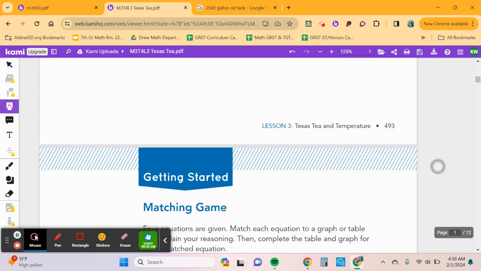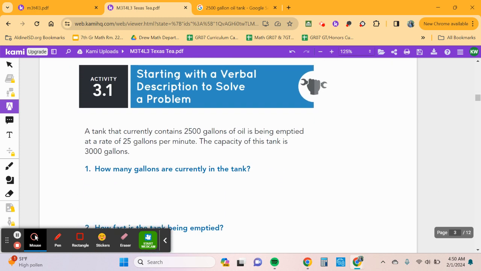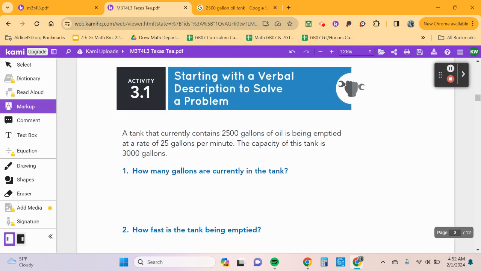Alrighty, let's get started. Today we are starting with activity 3.1. In this activity, we're going to be creating those multiple representations, the equation, the graph, and the table by starting first with the description of the problem.